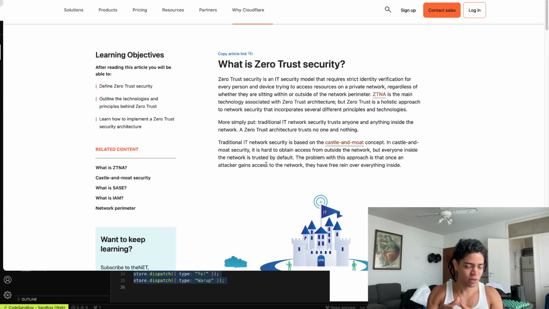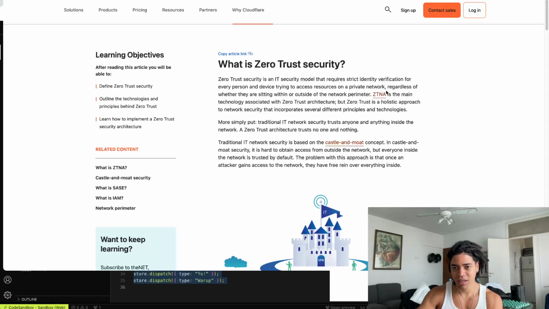First, what is zero trust security, right? It's a security model that requires strict identity verification for every person and every device trying to access a private network, regardless of whether they are sitting within or outside of the network perimeter. Okay. So regardless of who you are, we need to verify who you are. You say that you are the CEO, the CTO, a software engineer, the maintainer. We need to verify who you are, right?